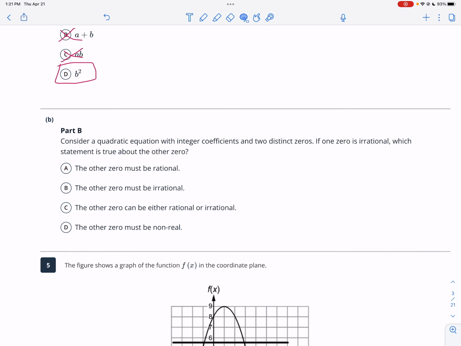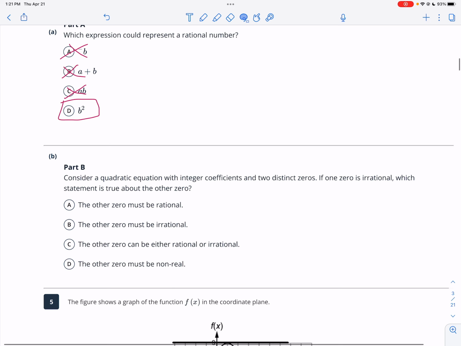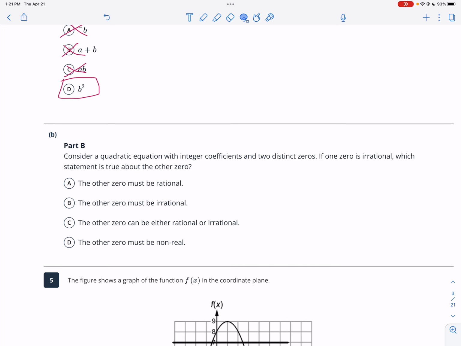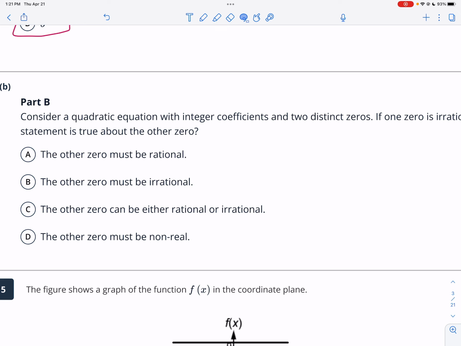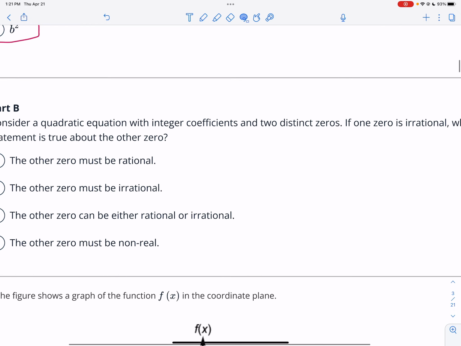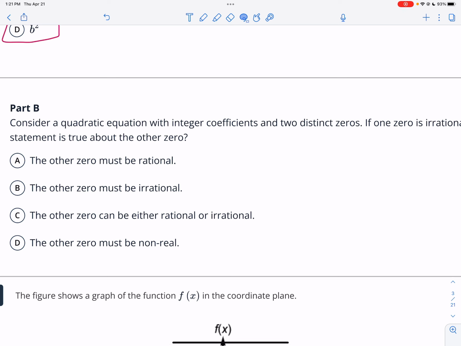I might end this video because I feel like I'm going on for a little bit long, so I might start doing part B in the next one. But let's just look at it to see if this can be answered really fast. Consider a quadratic equation with integer coefficients and 2 distinct zeros. If one zero is irrational, which statement is true about the other zero? The other zero must be rational. The other zero must be irrational. The other zero can be either rational or irrational. The other zero must be non-real.